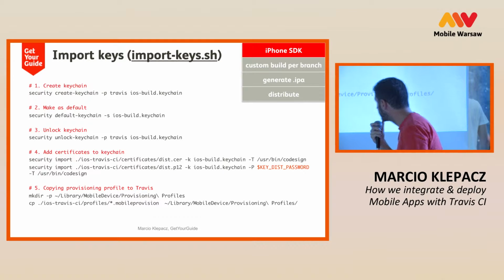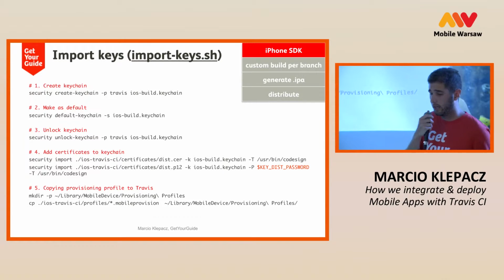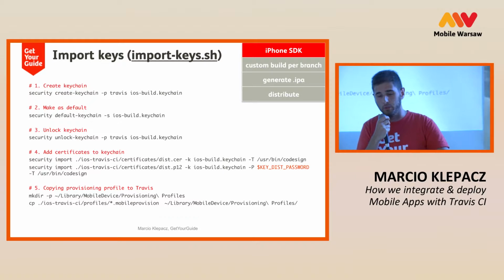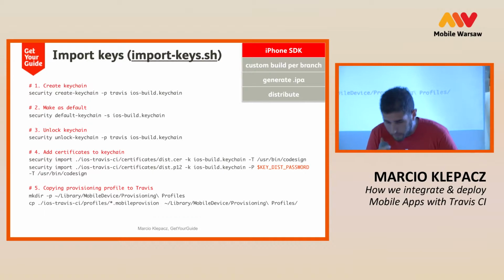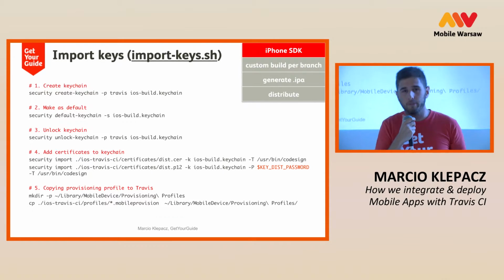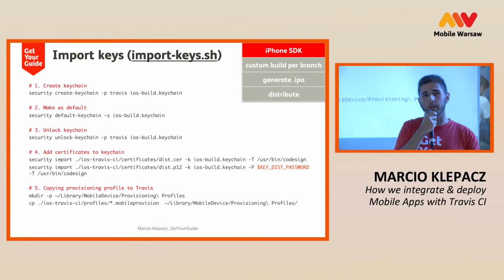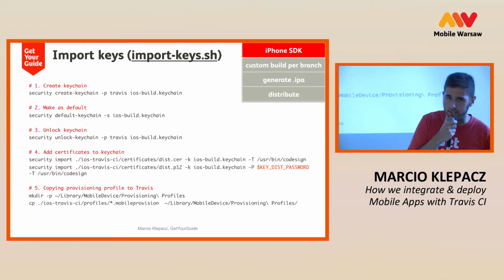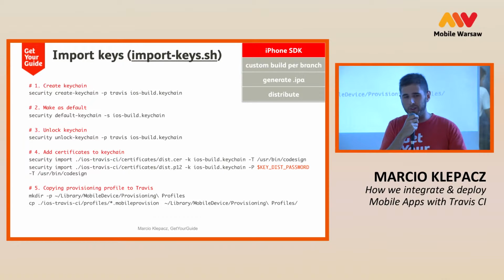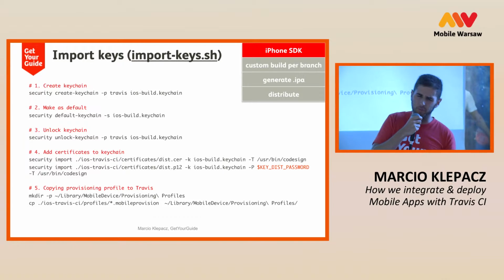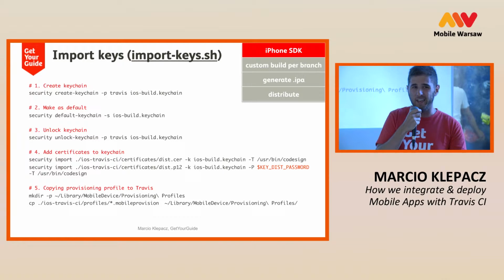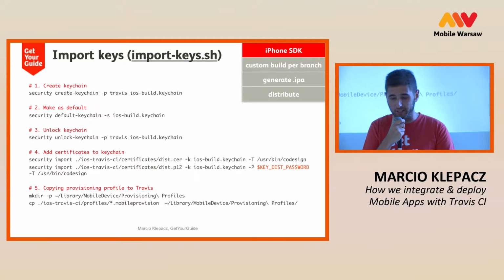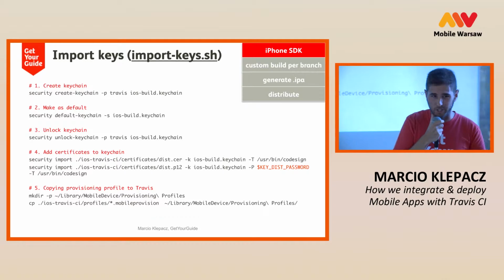So the first thing is to create a keychain. You have to make the keychain the default. You have to import your developer and your distribution certificates and keys. And you also have to import the provision profile. And the worst part is everything here needs to be in your project.